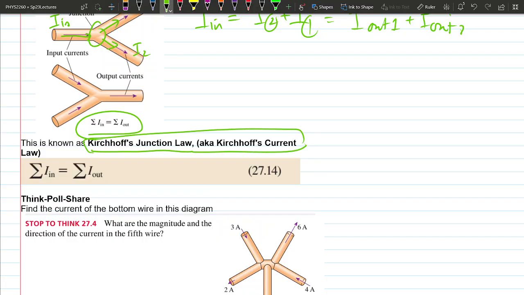And therefore, this is the first electrodynamic law we learn about. This is known as Kirchhoff's junction law, or another way to call it is Kirchhoff's current law, because it has to do with current. But all it tells you is that the sum of the current going into a junction has to equal the sum of the current going out. Okay?